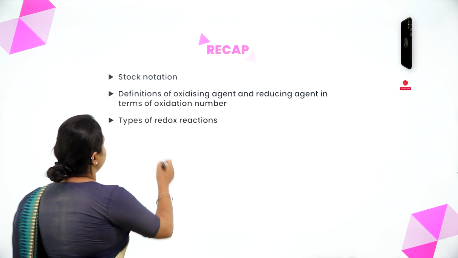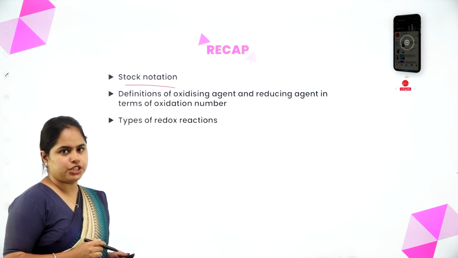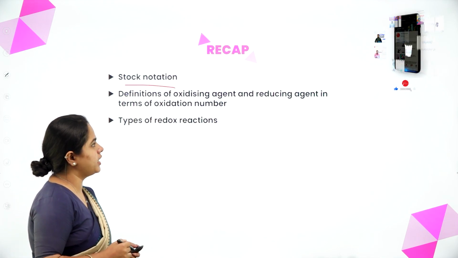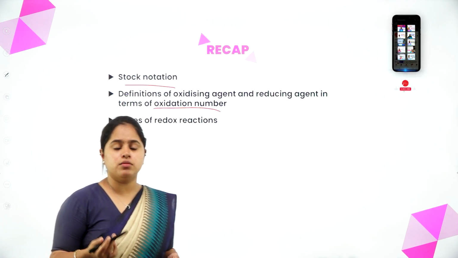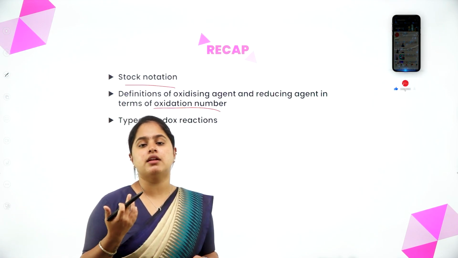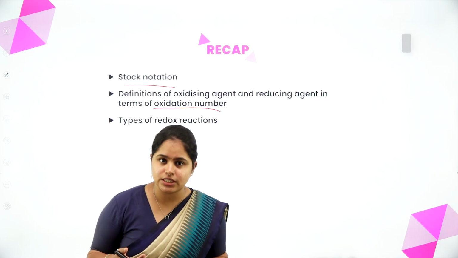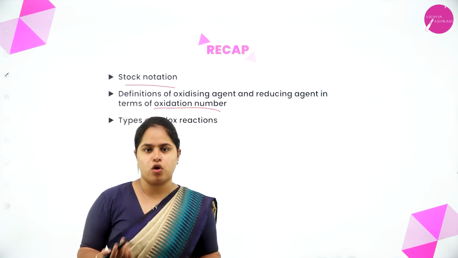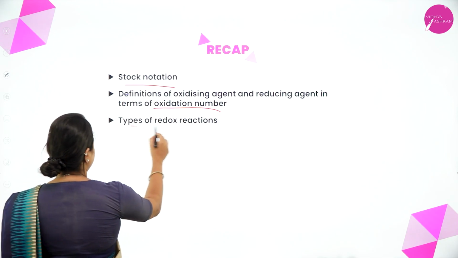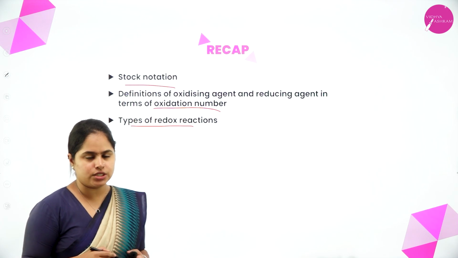So in the last session, we studied how to write stock notation, right? And the definition of oxidizing agent and reducing agent in terms of oxidation number. How in terms of oxidation number, we can determine whether the substance is undergoing oxidation or reduction. Then what is oxidizing agent and reducing agent in terms of oxidation number. As well as we studied the different types of redox reactions, right?